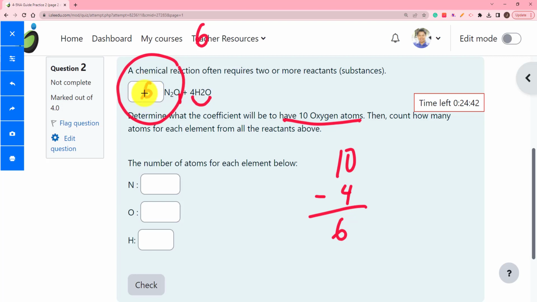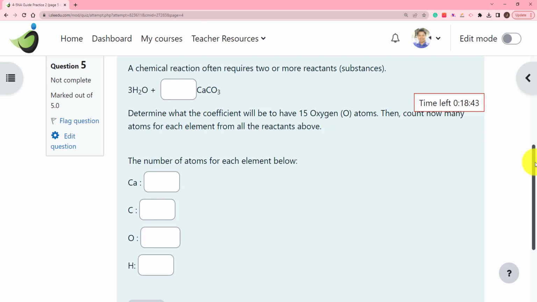Now we recount. 6 times 2, that's 12. And then for oxygen, here 6 times 1, that's 6. Plus 4 times 1, that's 4. 6 plus 4, that gives you 10. And then for hydrogen it's 4 times 2, that's supposed to be lowercase here. That is 8 right there.